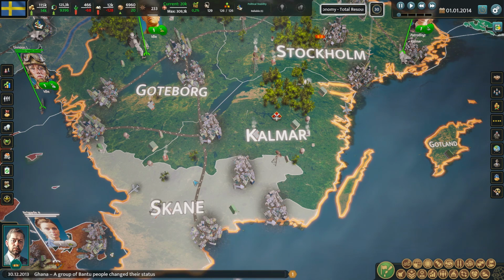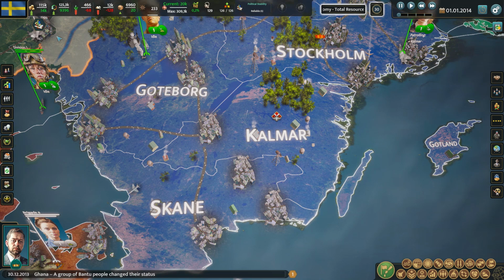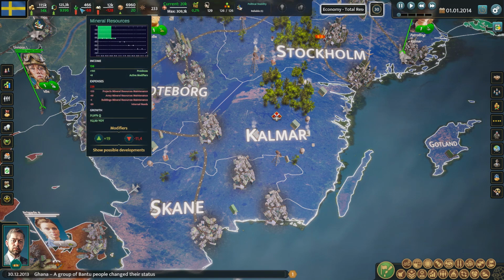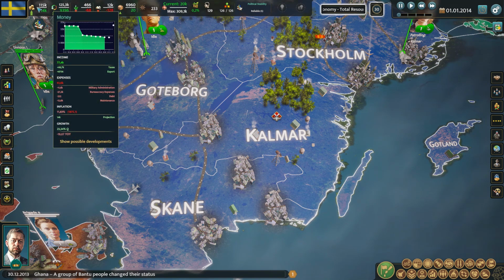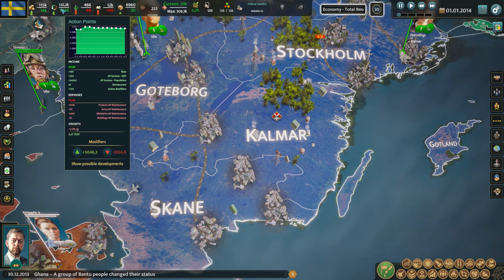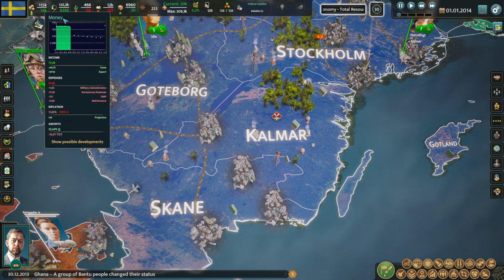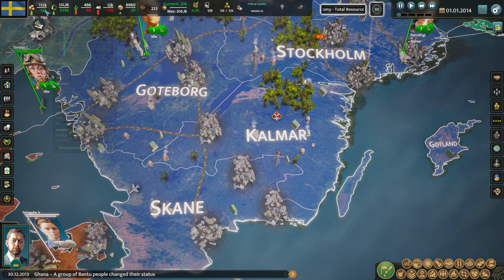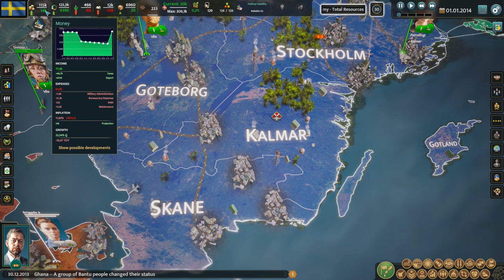Hello everyone, this is the fourth tutorial for the Realpolitiks free Earth and Beyond, and we'll be talking economy and research. First of all, I would like you to pay attention to the top bar of the user interface, where you can find all of the necessary information regarding the changes to the resources, the money and the action points. These are the basics that you will be dealing with. It's always a good idea to track over time.